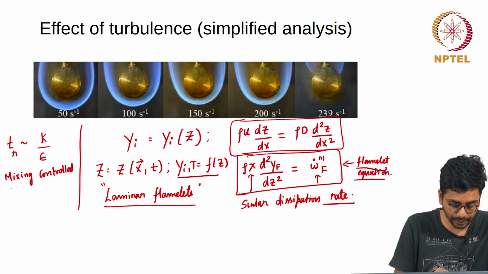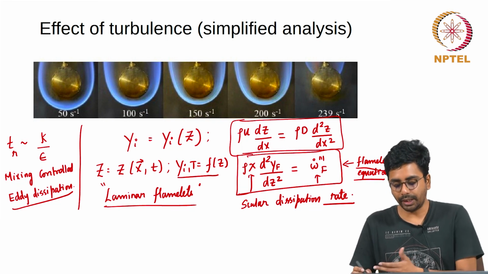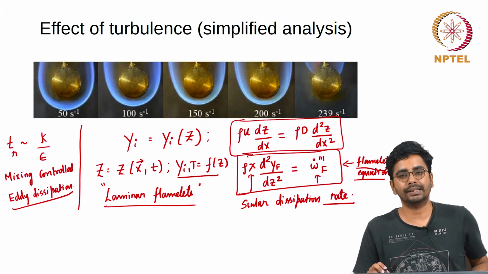Commonly used models include the eddy dissipation model, which is equivalent to assuming that omega dot triple dash f is a Dirac delta function.